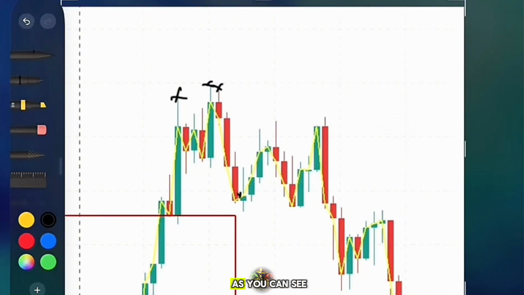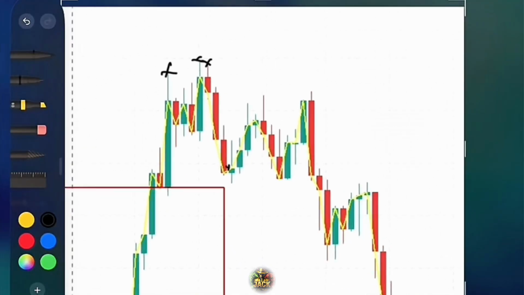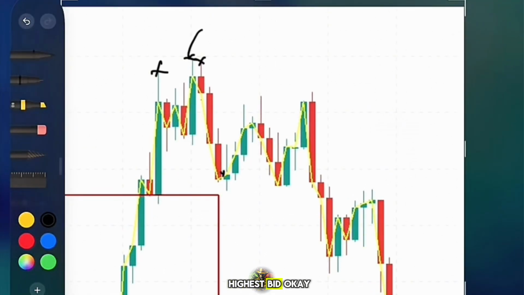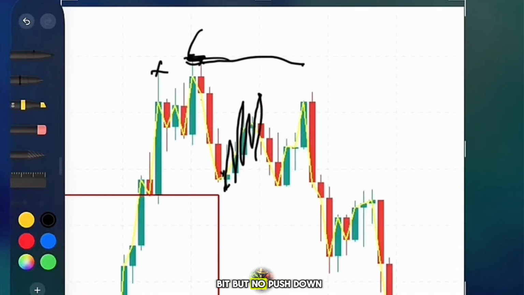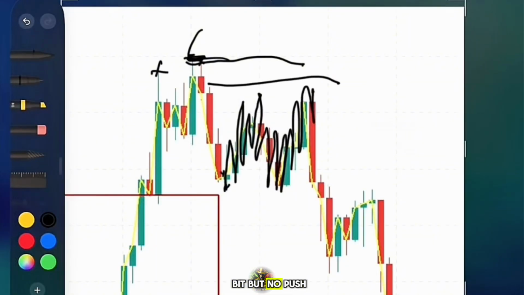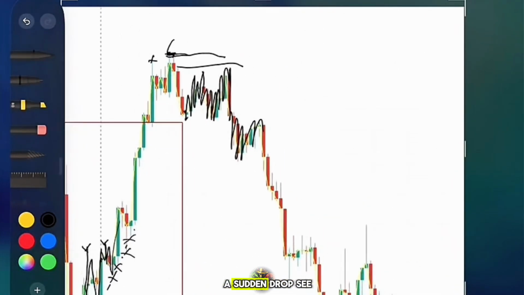After this point here, as you can see, okay, this is the highest bid of the price. After price reached down here, as you can see, price kept on pushing up. It tried to break the bid here, tried to break the bid, but no, pushed down. Price came up again, tried to break the bid, but no, pushed down. All right, so price kept on pushing down until at this point here, a sudden drop.